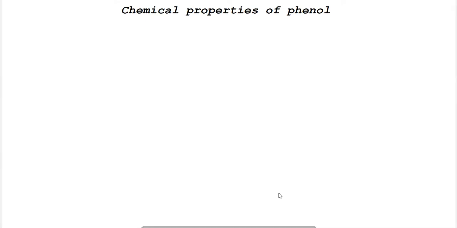So let's start the chemical properties of phenol. In the previous classes, we have completed studying the chemical properties of alcohol. Now we are starting the chemical properties of phenol. Here we are going to see three different types of reactions for the phenolic group.